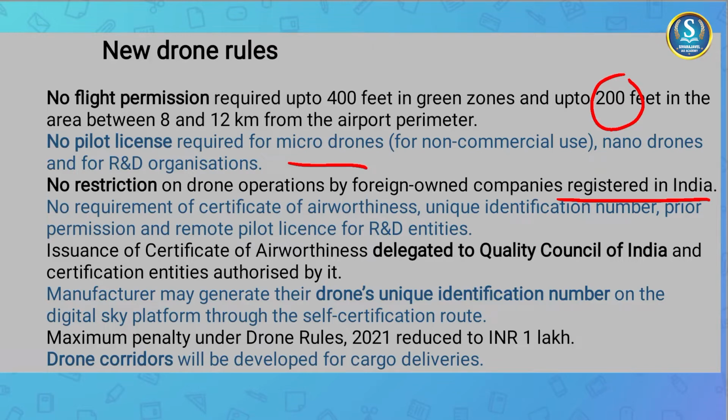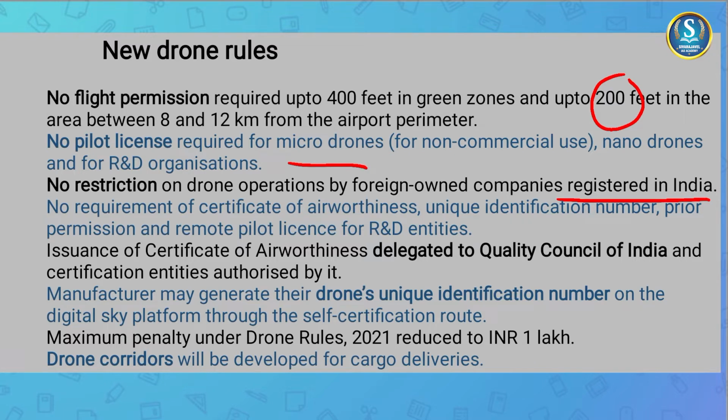Issuance of the certificate of airworthiness, according to the new rules, is delegated to the Quality Council of India and the certification entities authorized by it. So getting a certification is going to be easier hereafter. Manufacturers may generate their drone's own unique identification number on the Digital Sky platform through the self-certification route. So the process is made much easier here. And the maximum penalty under the Drone Rules 2021 has been reduced to rupees 1 lakh.